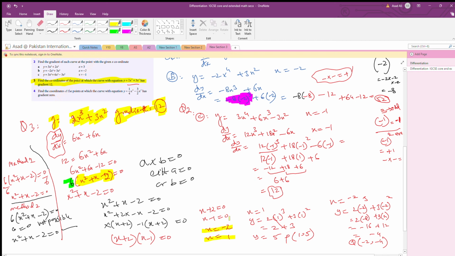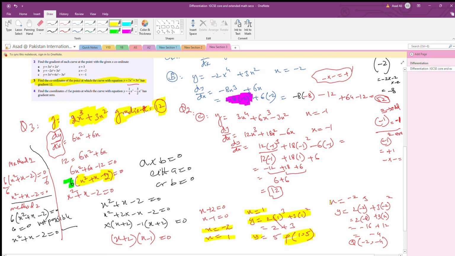Now for the coordinates of the point, it means the x value and y value. So we got x is equal to 1. Substitute this in the basic equation. y is equal to 2x cubed plus 3x square. So I put the value of 1 there, I get 5. So y is 5 and x is 1. So the point is 1 and 5.